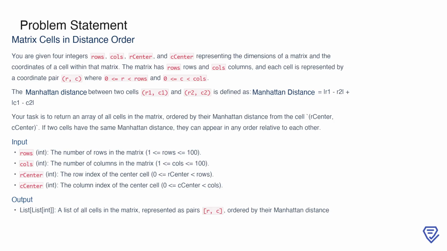(rCenter, cCenter). The Manhattan distance between two cells, (r1, c1) and (r2, c2), is calculated as the absolute difference of their row indices, r1 and r2, plus the absolute difference of their column indices, c1 and c2. When two cells have the same Manhattan distance, they can appear in any order relative to each other. The input specifies the dimensions of the matrix and the center cell, and the output is an ordered list of cell coordinates based on their distances.